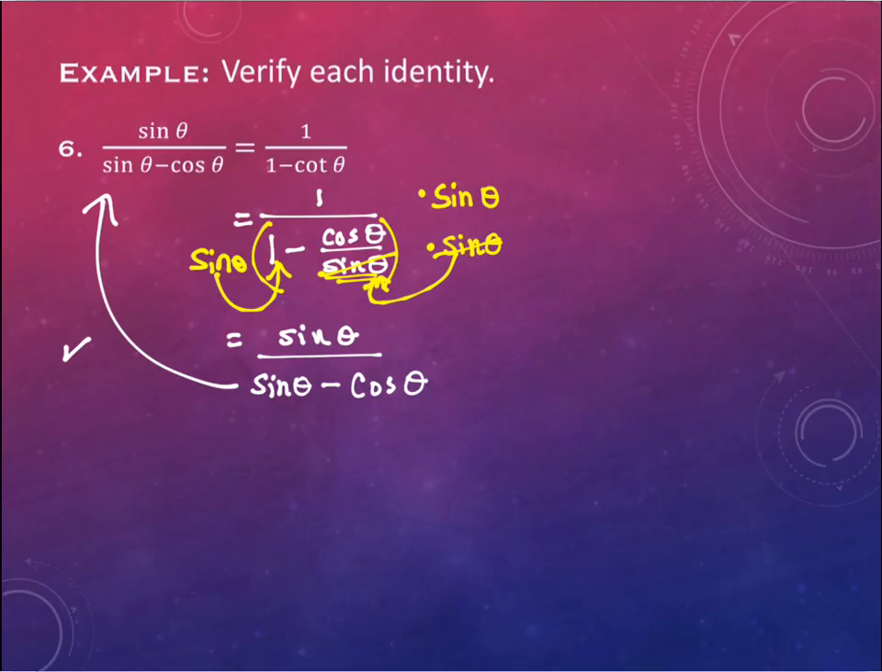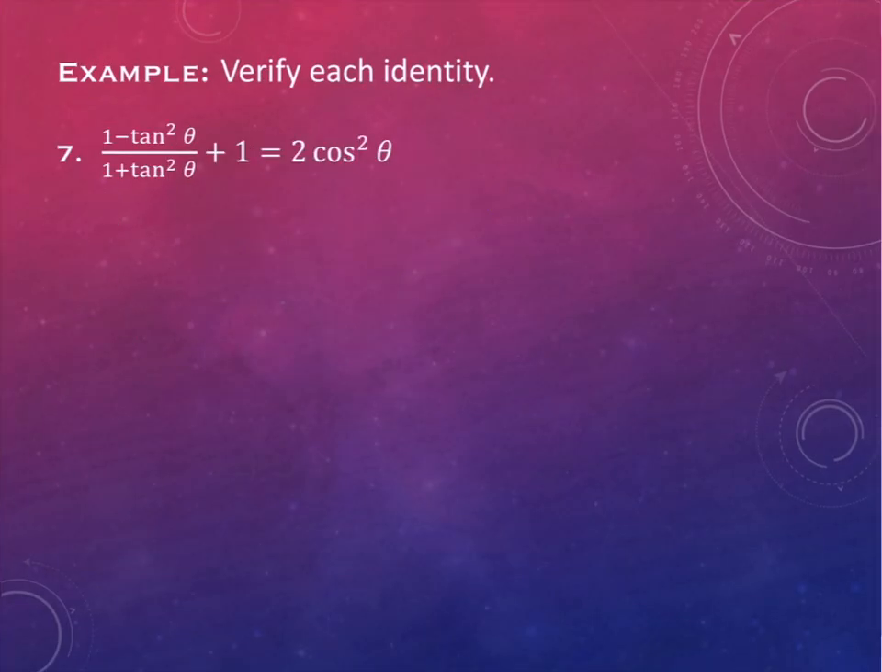Okay, we have one more. Are you ready for it? One more. 1 minus tangent squared over 1 plus tangent squared, plus 1, equals 2 cosine squared of theta. That's it.